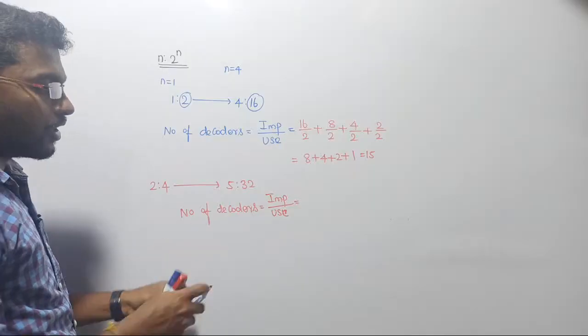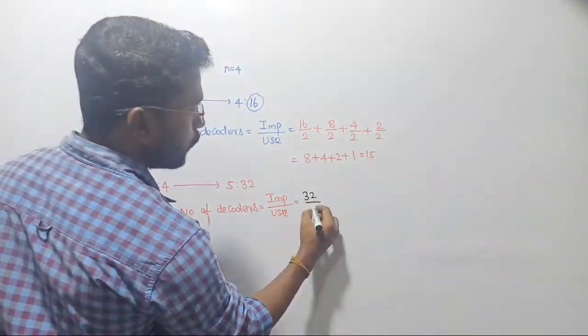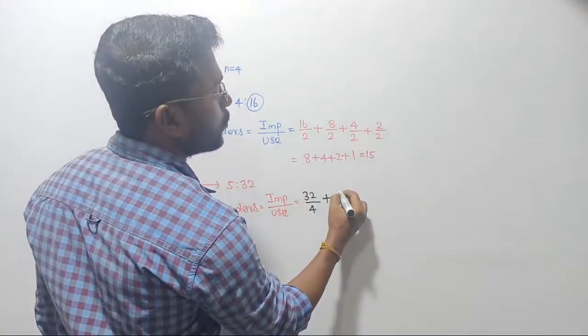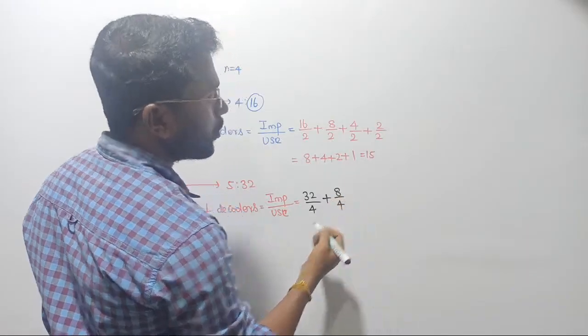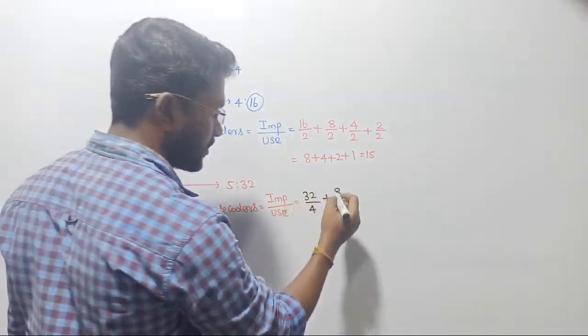The answer is, for the implementation we are going to implement 32, and upon that we are going to use 4. Can you cancel it? Yes. 8 times 4 will give you 32. Such that 8 can also be divided by 4. Yes, 2. But 2 cannot be divided by 4 further, so we can just stop with this.